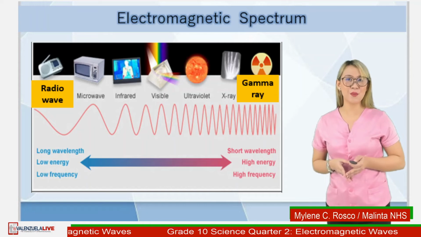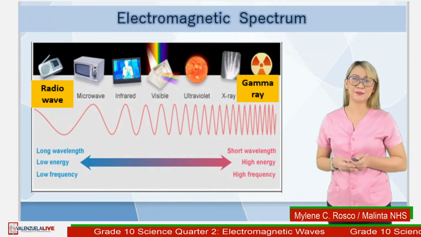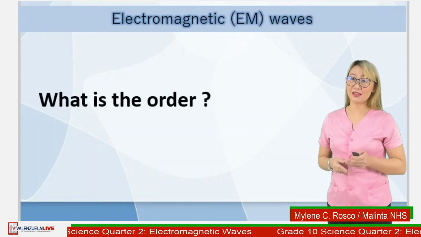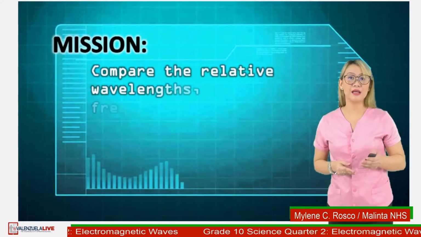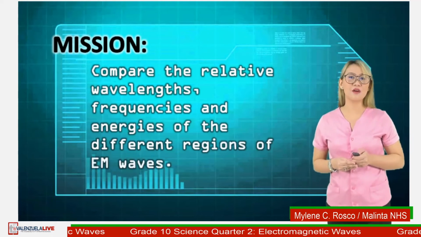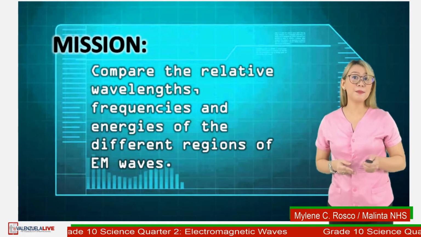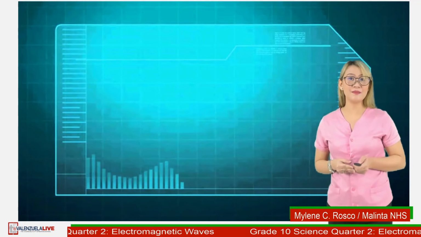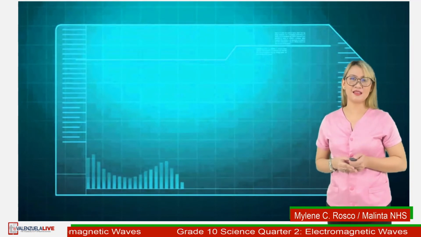Now, at this moment, I think you are ready for your fourth and final mission. Your final mission is entitled, What is the Order? Your mission is to compare the relative wavelengths, frequencies, and energies of the different regions of EM waves. You will be given 10 seconds to answer. Are you ready? All right, AGHA investigators, let's begin.